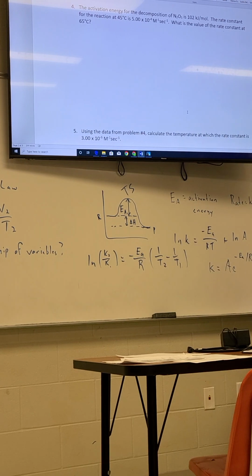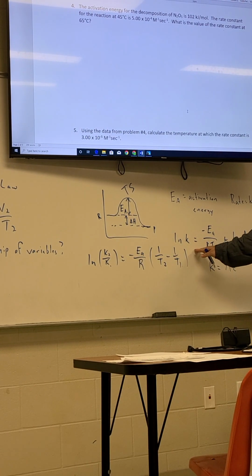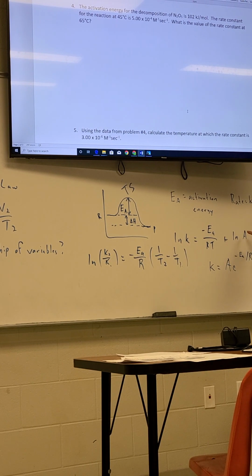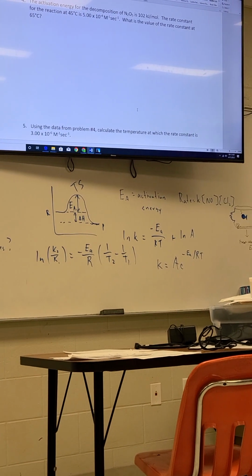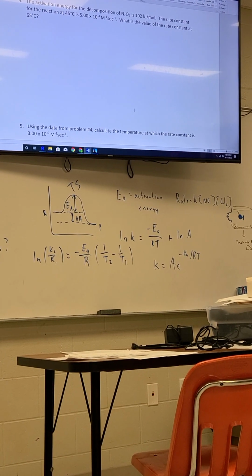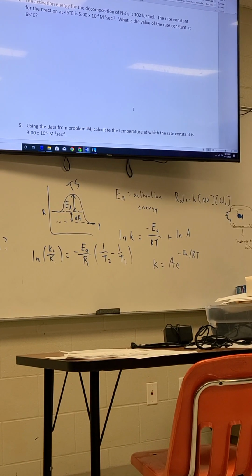Americium. So a lot of times we don't use Arrhenius in this form unless we have data. We have to have data to figure out what the heck A is. A is kind of the problem child.